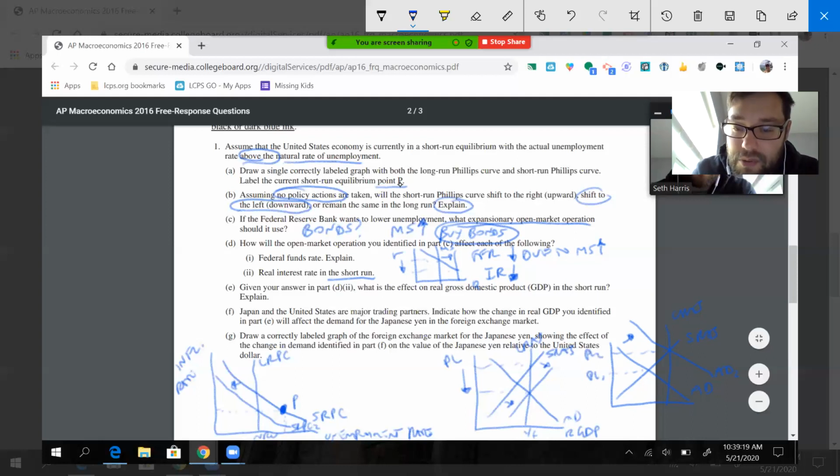So what you notice is that the price level did increase, right? So you're talking about some amount of inflation resulting from this policy. Because this says short run, I think we're safe with our answer. Okay, all interest rates are going to decrease in the short run.